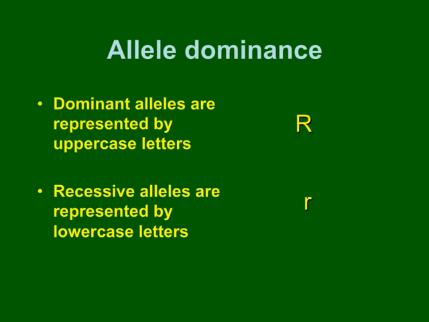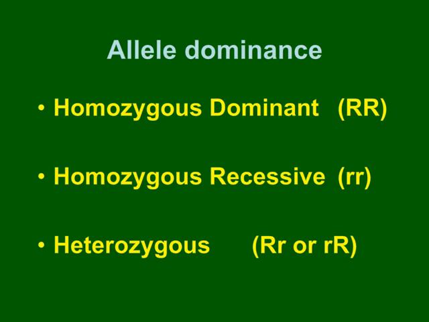Now, remember, you have two alleles for every gene. These alleles can be the same or they can be different. For example, it's possible that you might have two of the dominant alleles. In this case, we would say you are homozygous dominant, and we would denote that by having two uppercase letters. In this case, big R, big R. It's also possible to be homozygous recessive. That is, you have two copies of the recessive allele, little r, little r. And in this case, the recessive phenotype would be expressed.